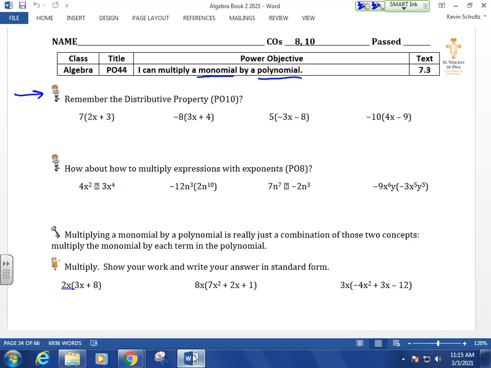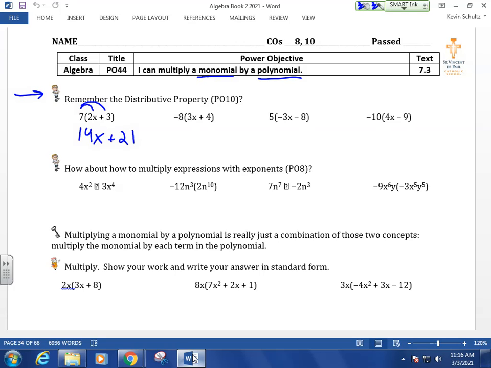So if you think back to PO10 and think about how you would multiply these two expressions together, distribute that 7 into the parentheses. 7 times 2x is 14x. 7 times 3 is 21. There you go. So it's kind of nice that we've got something we can go back to and say, oh yeah, I've done this before. I get the process. It's just now going to be much more involved if you look at your homework questions. And so we have to pay attention more to that detail piece.